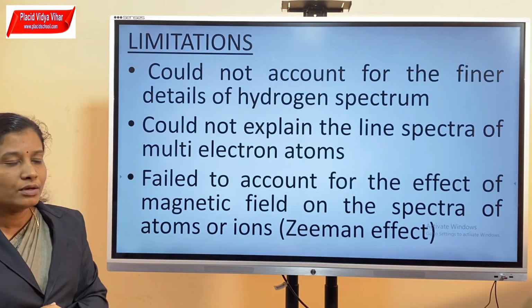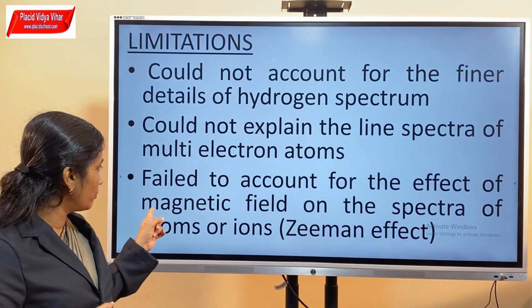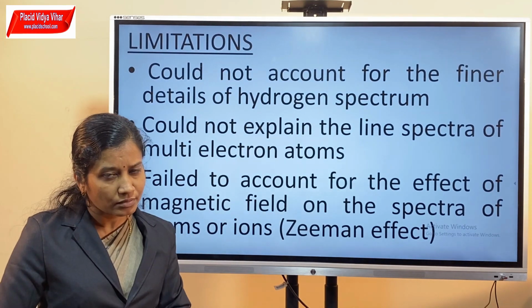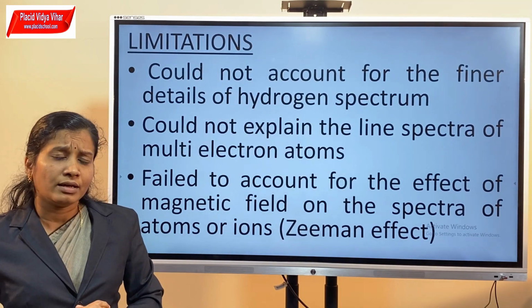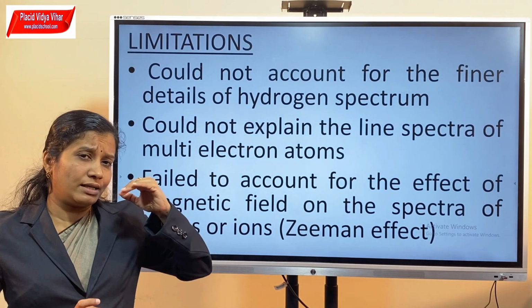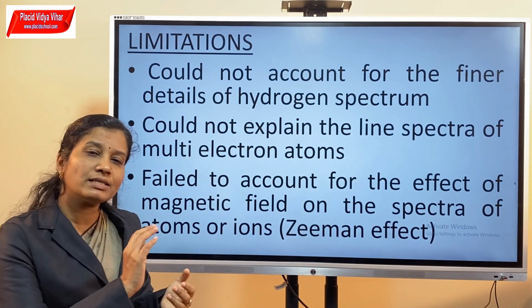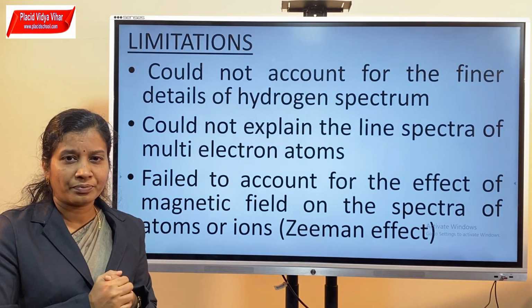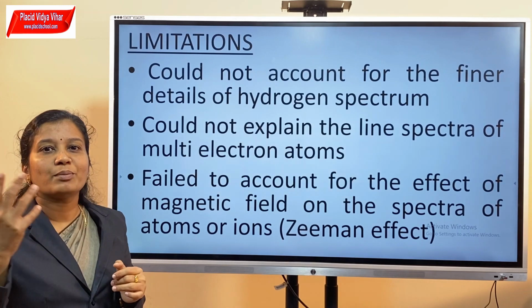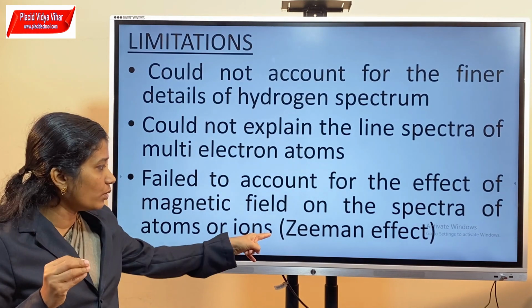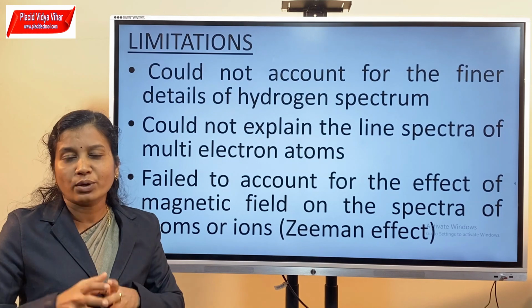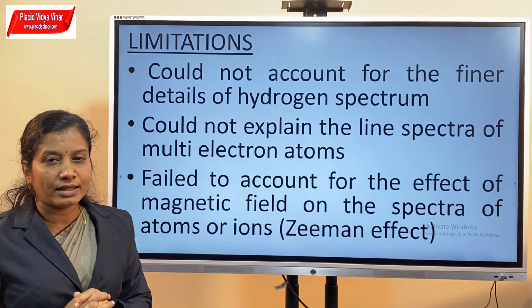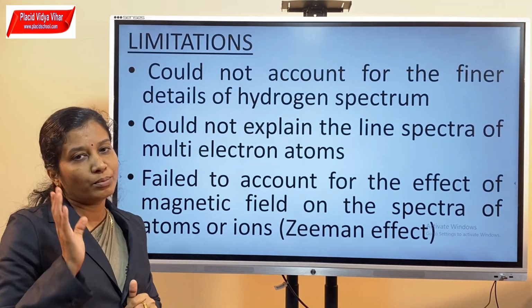Then the third one, failed to account for the effect of magnetic field on the spectra of atoms or ions. So that means when the radiations emitted from these atoms are placed in a magnetic field, we can see a number of lines. It splits up into a number of lines. And that phenomenon is called what? Zeeman effect. So he could not explain what is responsible for this Zeeman effect. That is another drawback of Bohr model.